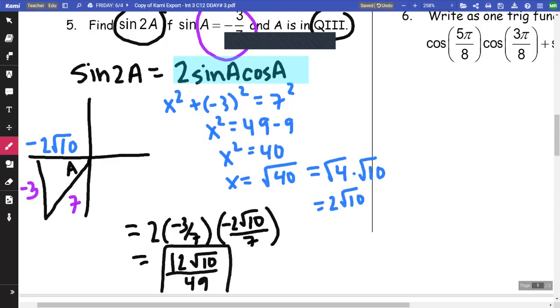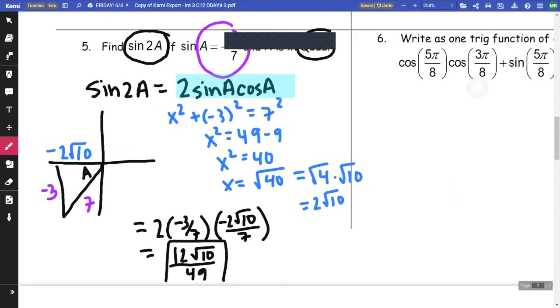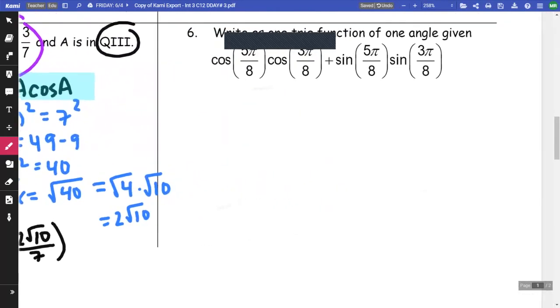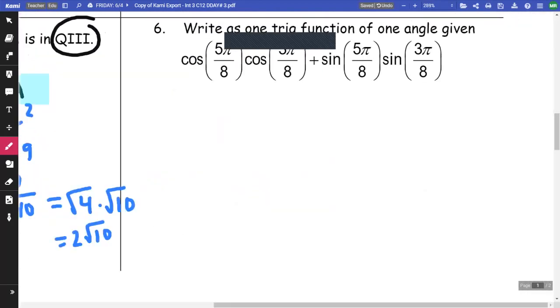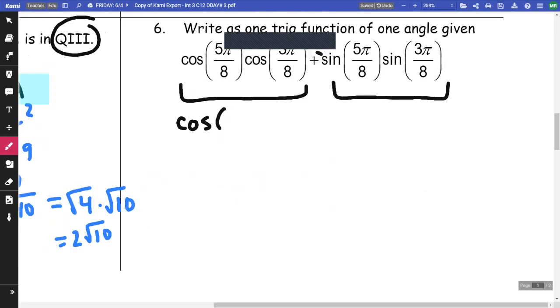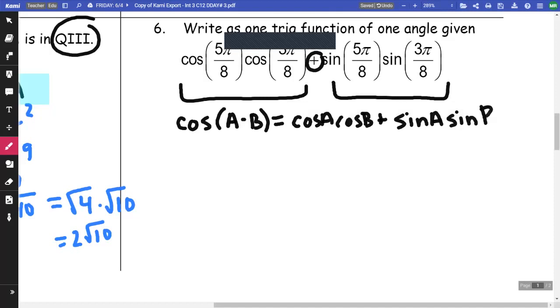Now on number 6, this is one of those double angle formulas. A lot of the ones we had seen were where we had the sine and then the cosine. This one I have cosine, cosine, sine, sine. So this is one of the cosine ones. And so this is going to be cosine of, basically, if this is a plus, then I'm going to have a minus here. So this would be A minus B is equal to cosine of A cosine of B plus sine of A sine of B. This is a formula I'm looking at.